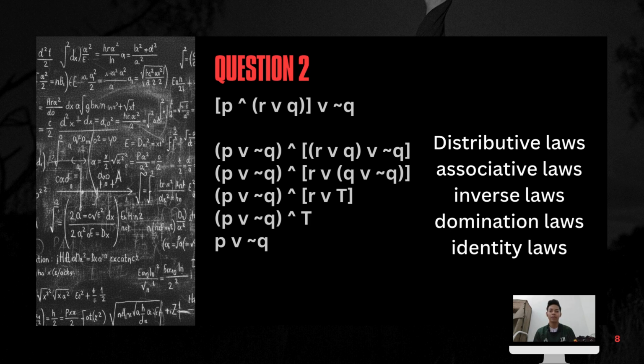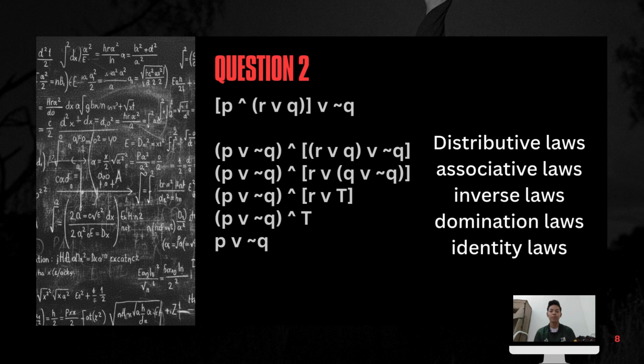Look at the second bracket. We have all ORs. This allows us to move the parentheses using the associative law. Let's group Q and not Q together. And now, what is Q or not Q? That's always true. By the inverse law, this simplifies to T, or true. Next we have R or true. In logic, anything or true is just true. This is the domination law.